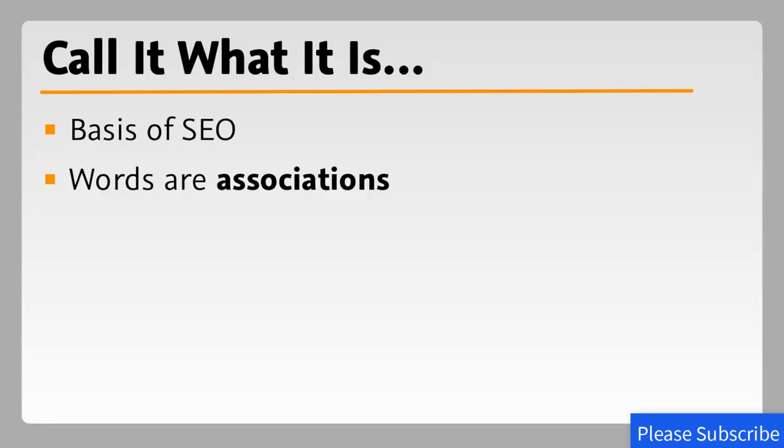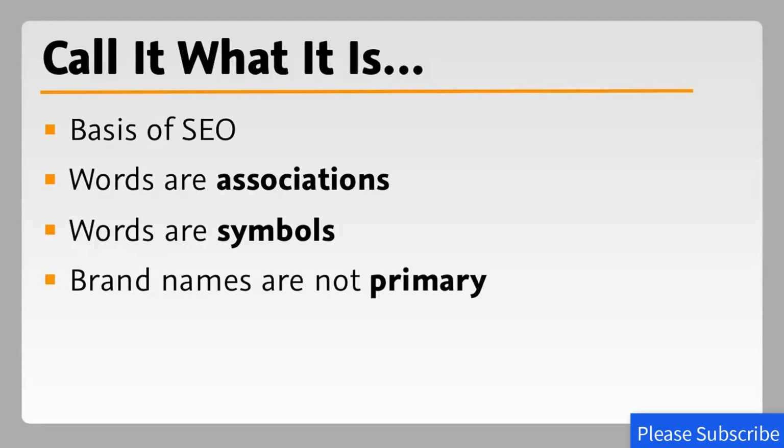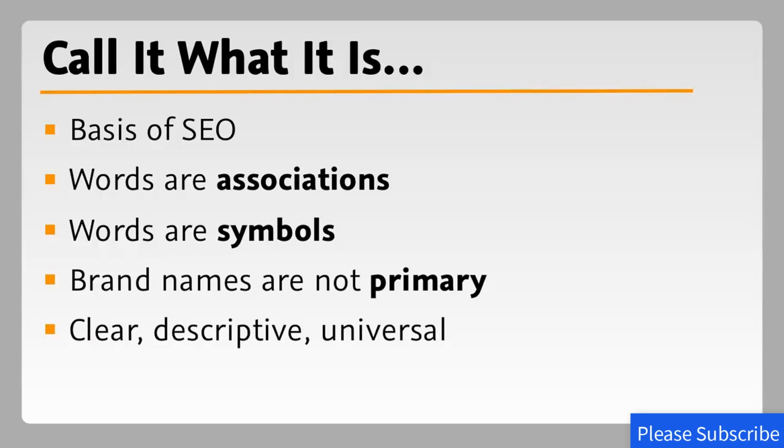So words are associations. People associate specific topics with specific words. And so you want to be clear. Words are also symbols. They stand for additional things. We talked about the different kinds of searchers. Symbolism is very heavy because they will type in a word thinking that they're going to see something, but many times it's confused with other markets or other industries. And so we need to understand what they are searching for when they put words together. And also, when people are searching, brand names aren't usually at the top of their mind. Their need is at the top of the mind. So we need our words and the keywords and our product names to be clear, descriptive, and as universal as possible so that we can match the intent of the searcher.